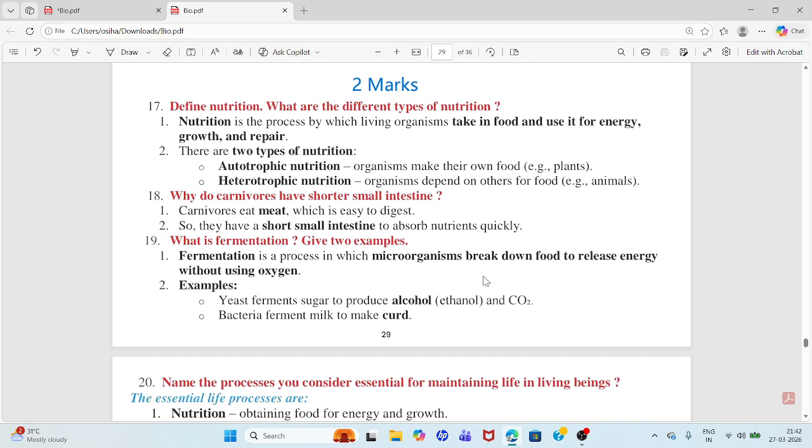Now, we are going to move to marks questions. We are going to learn marks questions. These are the extra questions, but you have to learn these all.